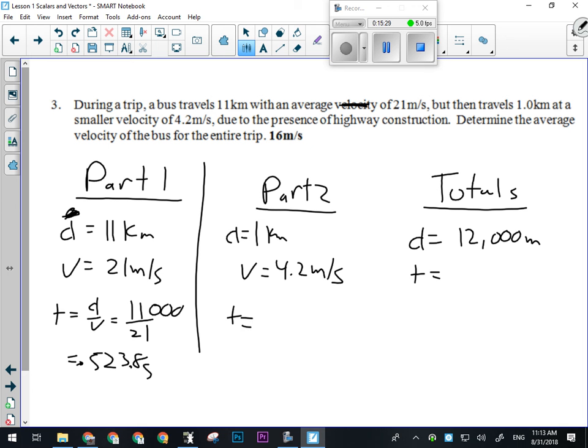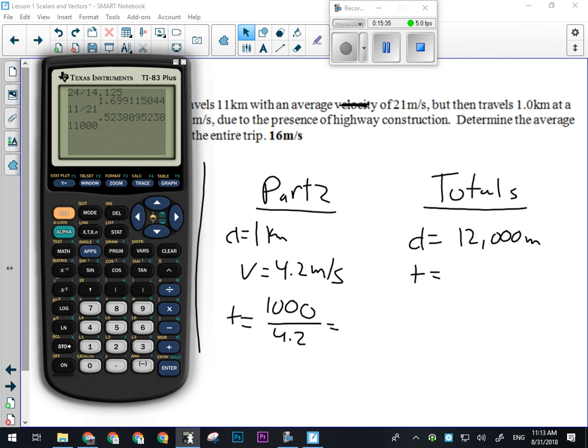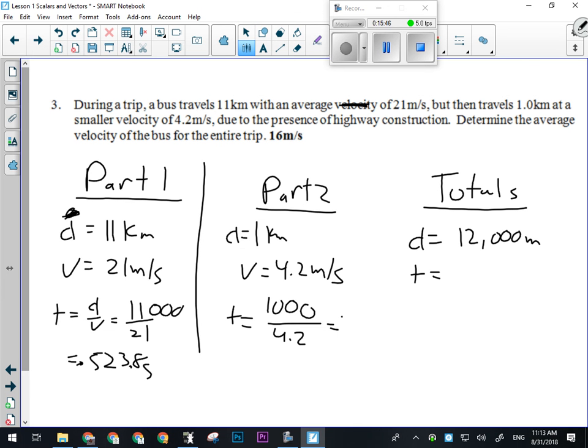Okay, same thing over here. We're going to go 1,000 meters divided by 4.2. Okay, so we're looking at 238.1, we'll say. All right, so now our total time will be our 523 plus 238.